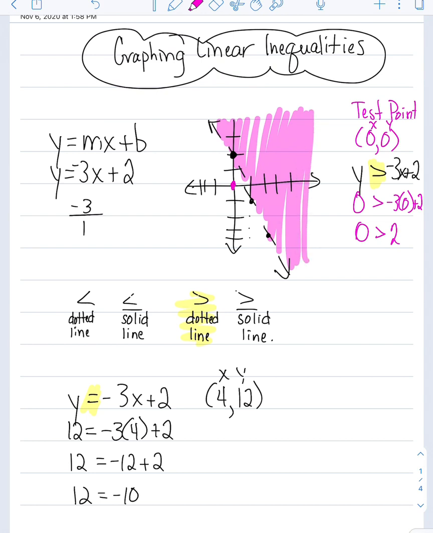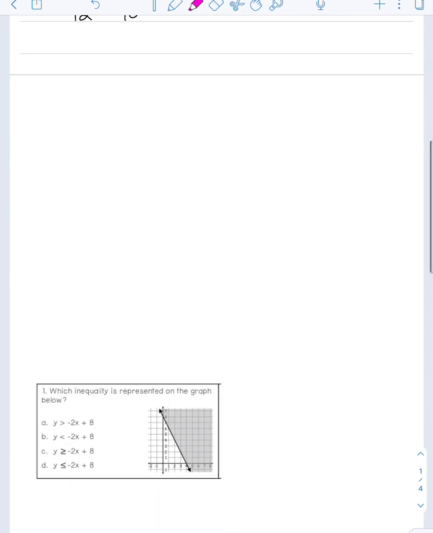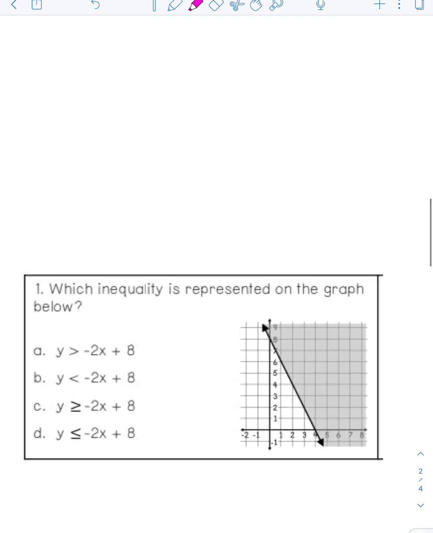Okay, so again, use your y equals mx plus b to graph your line. Use less than or equal to, greater than or equal to to decide solid or dotted line. And then use a test point to decide which side you shade. Now let's look at the types of problems you'll see in this lesson. So look at the first example here.